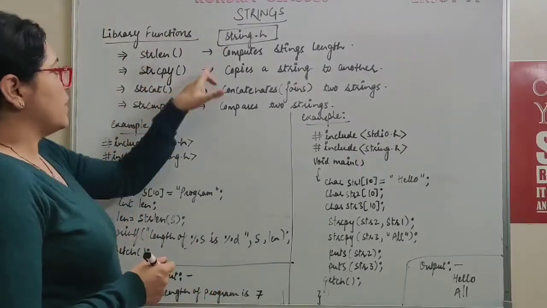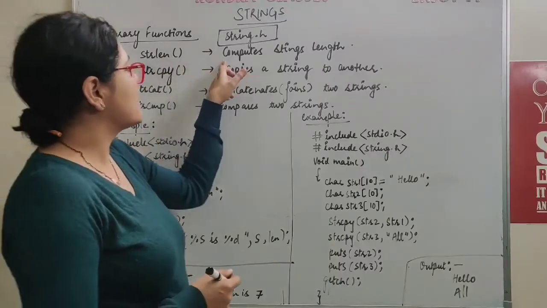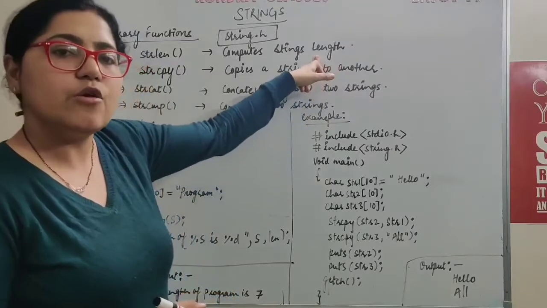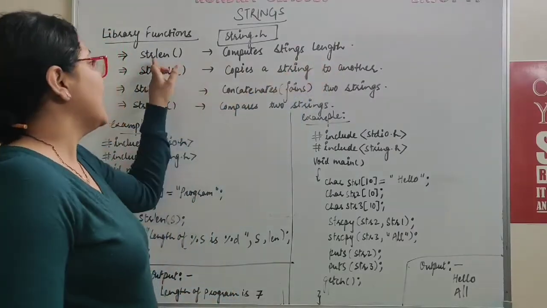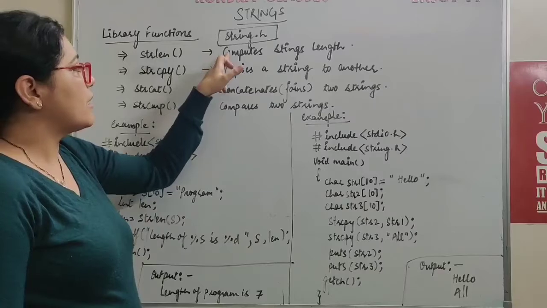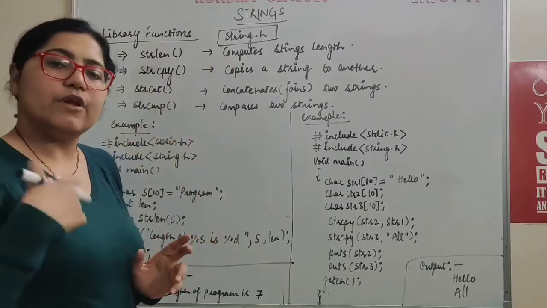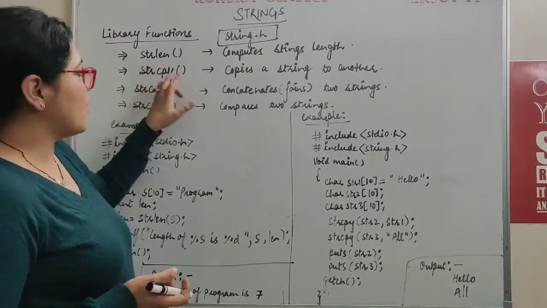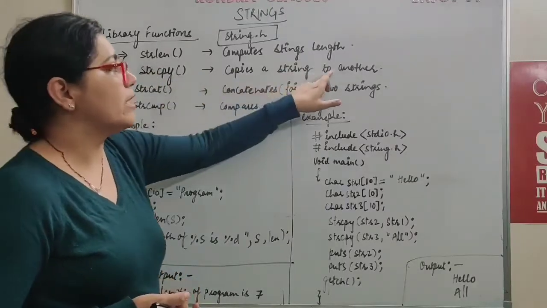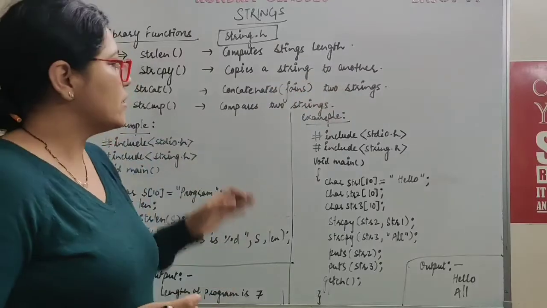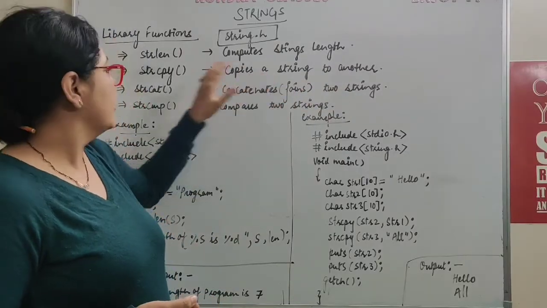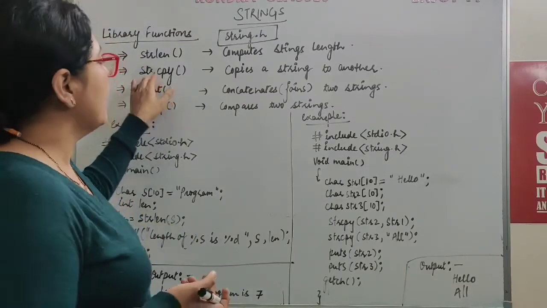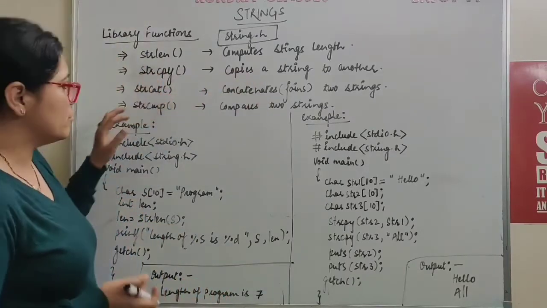The string length function is used to compute the string length. Whatever string you pass to the strlen function, it will calculate the length of the string and return it to you. The strcpy function copies a string to another. If you want to copy a string to another string, you can use strcpy. मतलब आपको copy करना है किसी string को दूसरी string में, तो आप strcpy function use कर सकते हो.